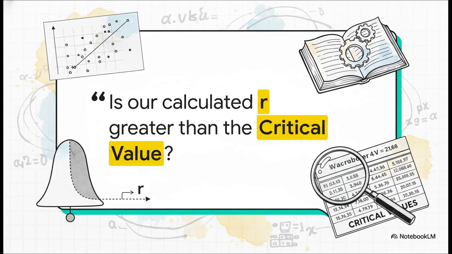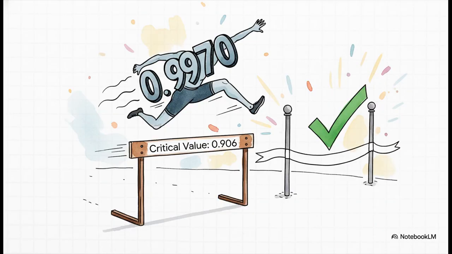The question is simple. Is our number 0.9970 bigger than the table's number, 0.906? And the answer is a definite, resounding yes. Our calculated R of 0.9970 is way bigger than the critical value of 0.906. It doesn't just pass the test, it aces it.